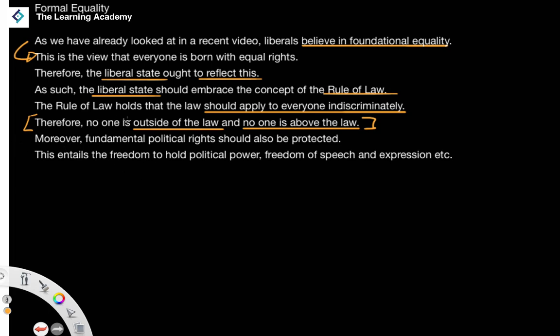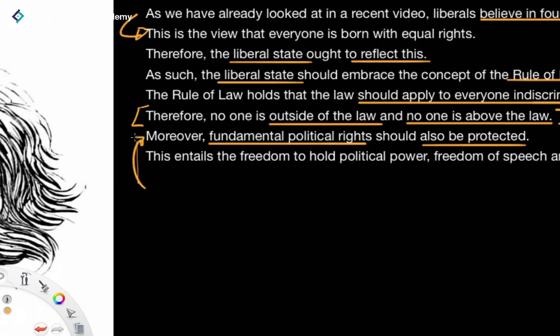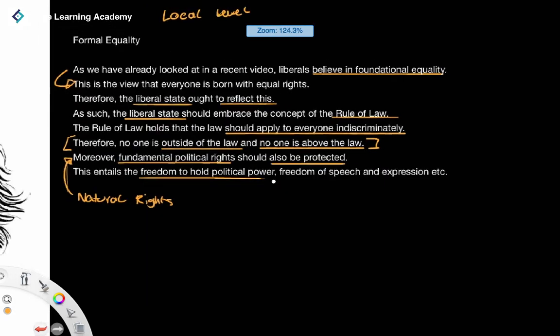Moreover, fundamental political rights and personal rights also should be protected. Again, this is something that we looked at just a little bit earlier on when we were talking about constitutional government, the idea of natural rights. Some things like the freedom to hold political power. Everyone should be allowed to hold political power. Okay, and things like the freedom of speech and the freedom of expression, etc., etc.